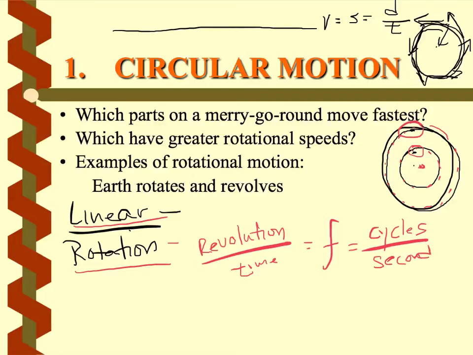Linear motion is taking into account how far they have traveled, so the distance divided by the time. The distance can be calculated by multiplying the number of revolutions by the circumference of our circle, divided by the amount of time it took to complete that.